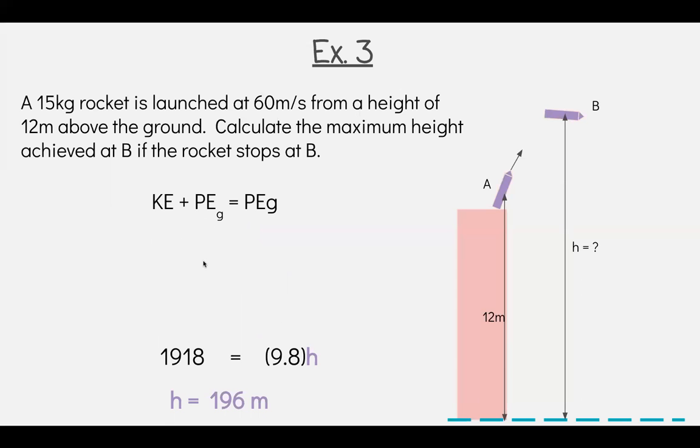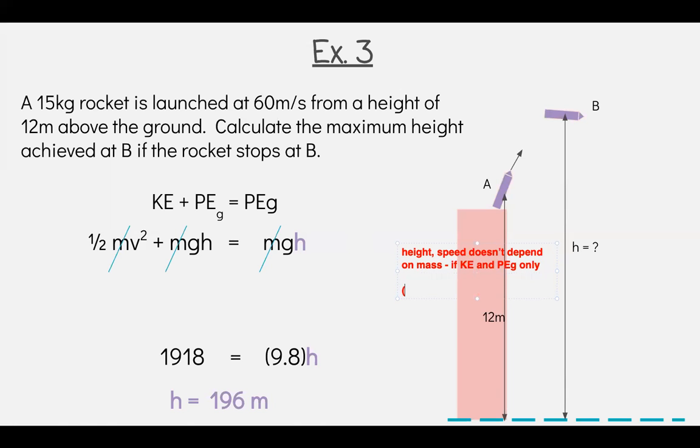How that works is, let's say I put in 1/2 mv squared for Ke, mgh for Peg, I can see that the masses cancel. And probably a good note to put to yourself is that that means that the height, speed, doesn't depend on mass. But it only doesn't depend on mass if there's just Ke and Peg only. Doesn't work with springs. So mass cancels, but I can totally solve this problem.